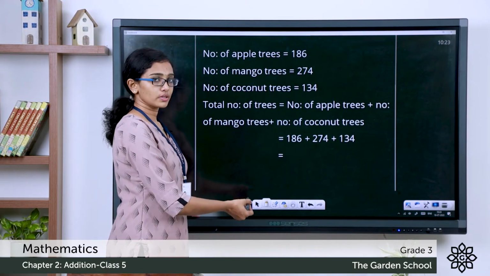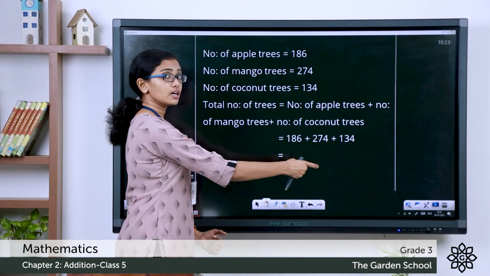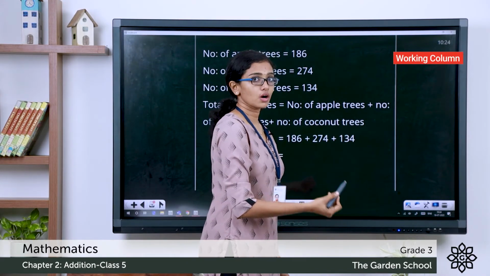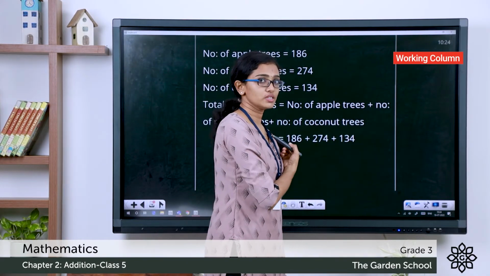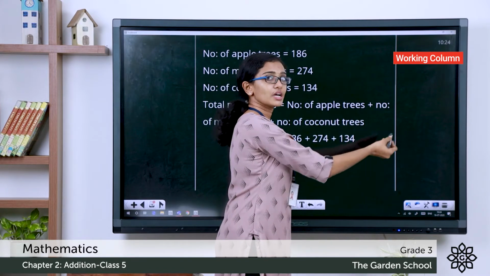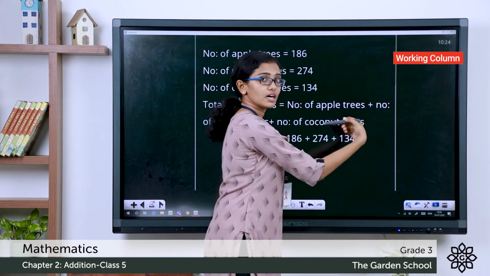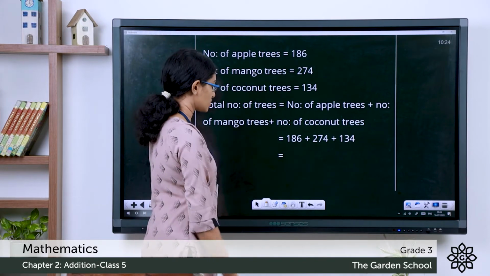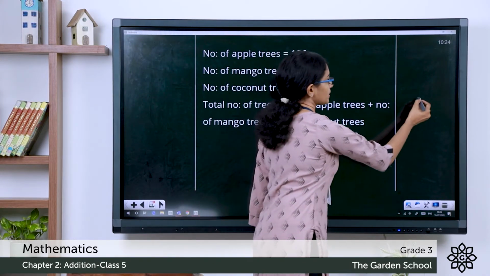Now, where do we do the calculation? In your notebook, you can see a left margin and a broader right margin. So, this right margin is your working column where you can do all the calculations. Once you finish the calculations, you can take the final answer from there and write it here. So, let's do the calculation in the working column.